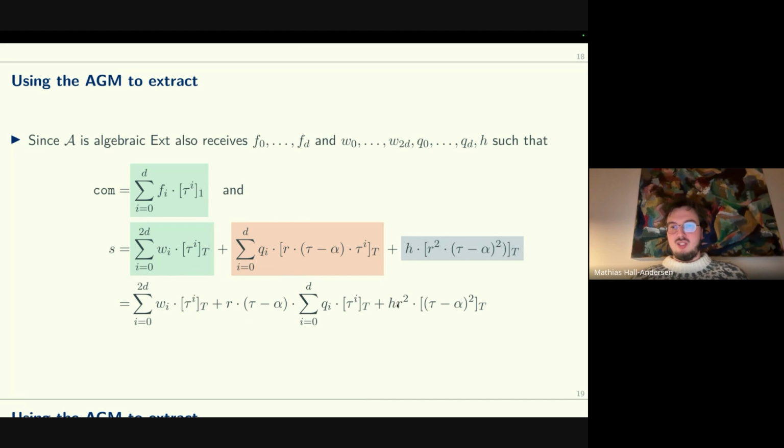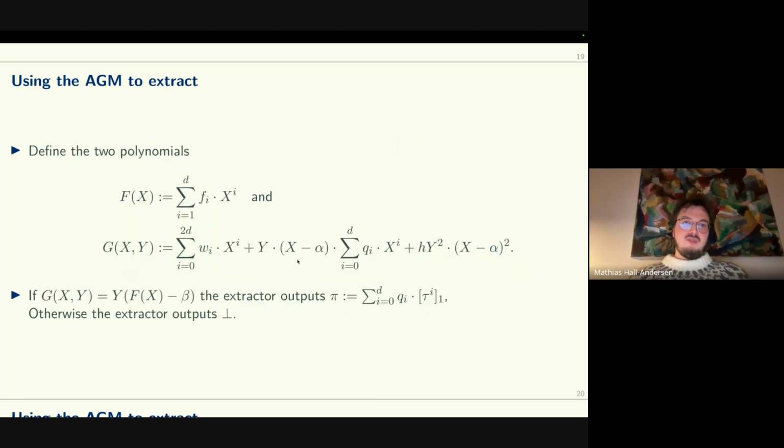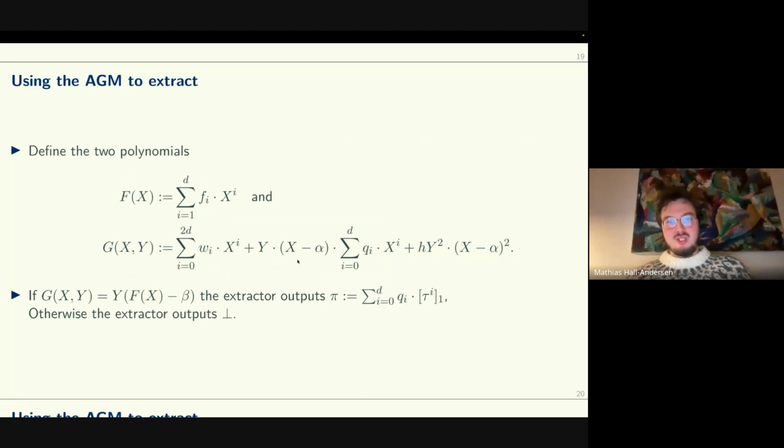Intuitively, no, this should have been in front, and this should have been a coefficient. So now I can define polynomials, right? This is again exactly the same trick. I'm basically following the same trick as I did with KZG.